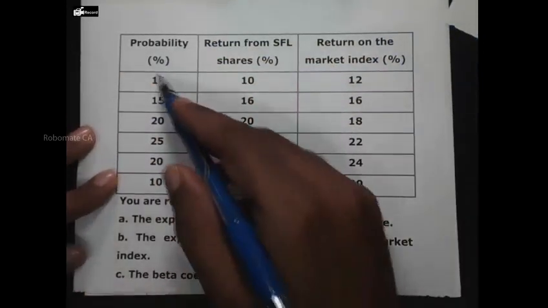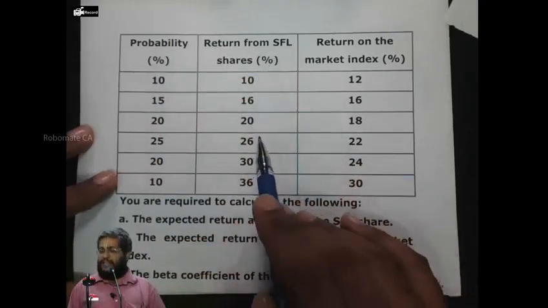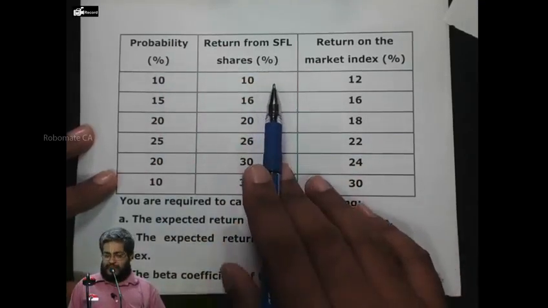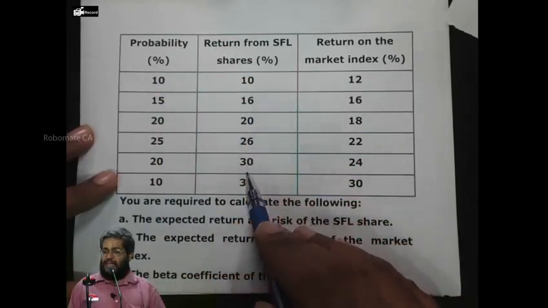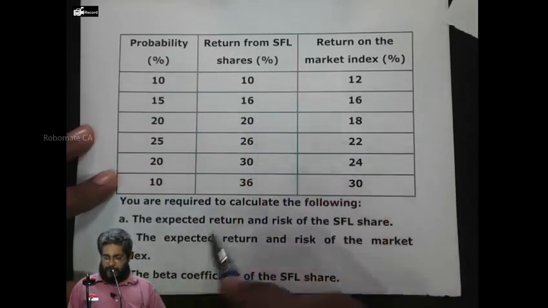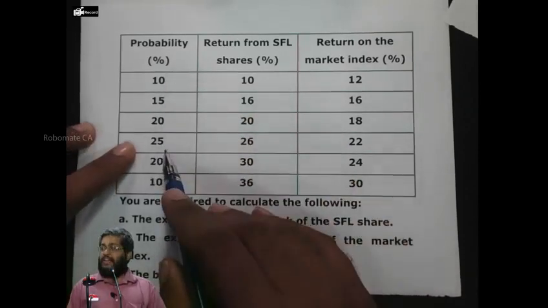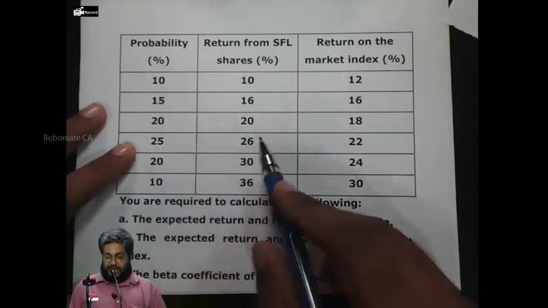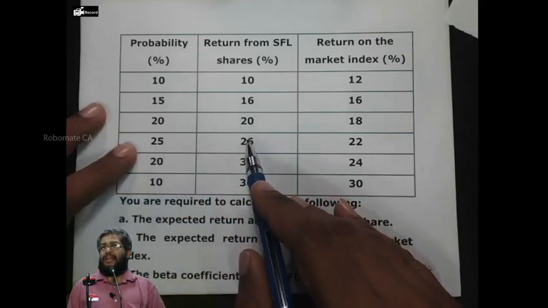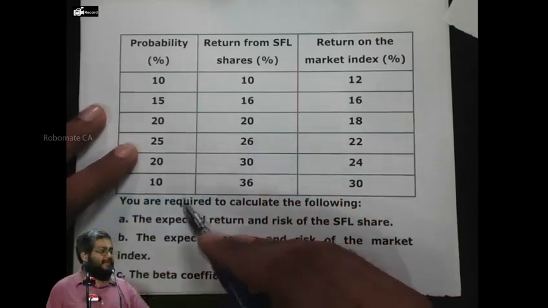If these scenarios happen, the SFL share is expected to give a return of 10%, 16%, 20%, 26%, 30%, and then 36%. Tell me, what is 26? If scenario 4 happens, for which the probability is 25%, he is saying that the company can report an earnings of 26% on my investment.